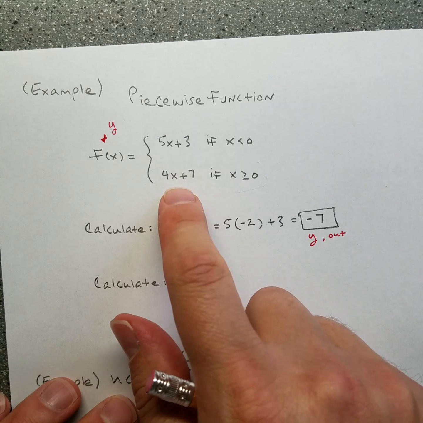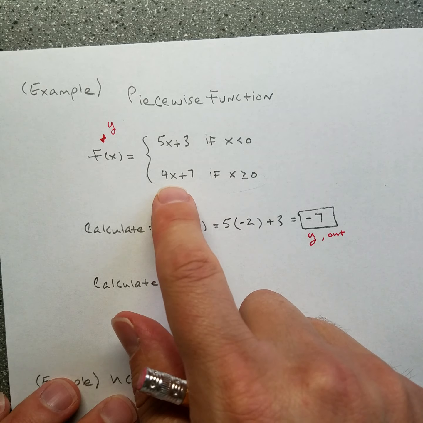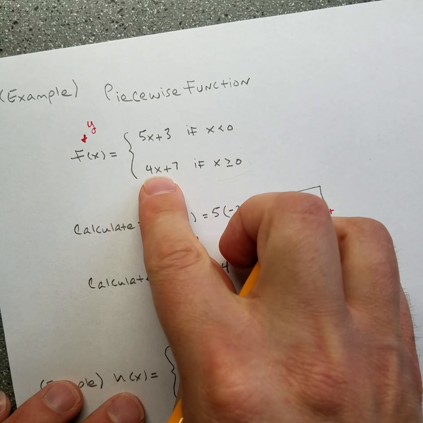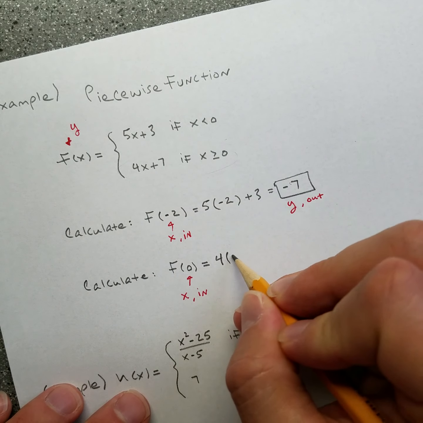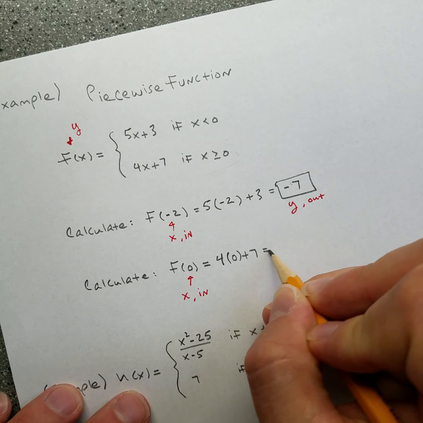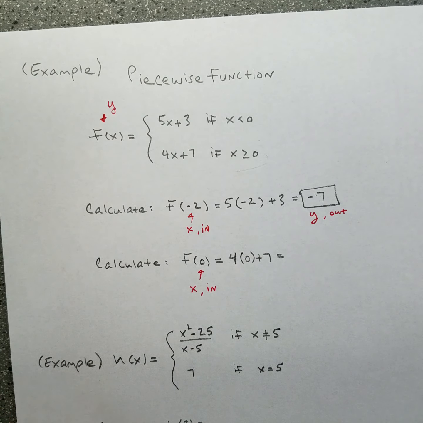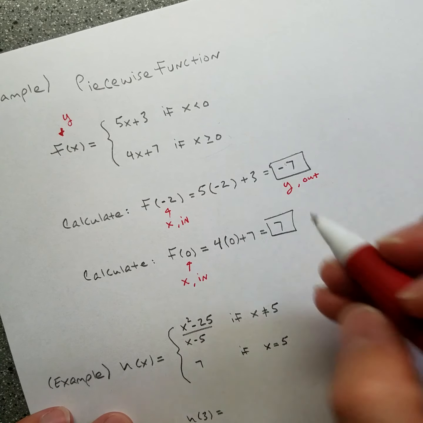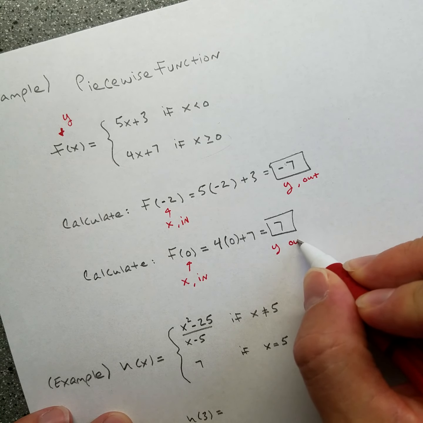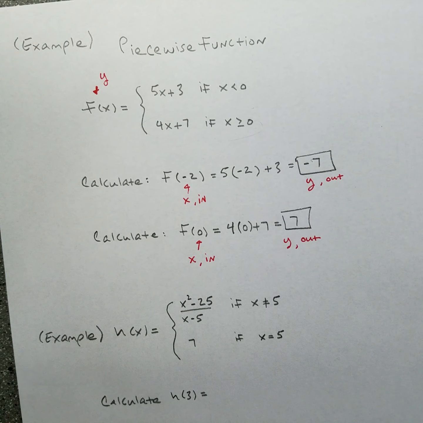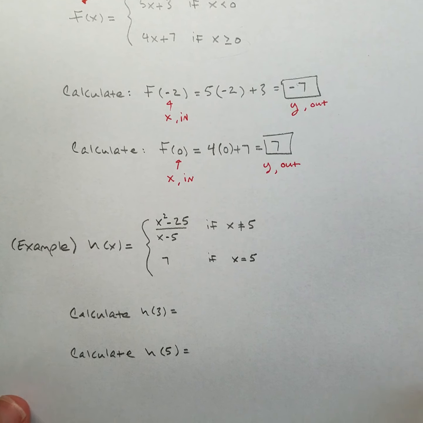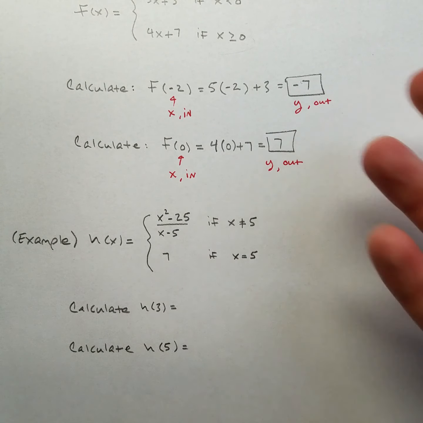We calculate our answer that way. We get our output like so. So let's say 4 times the input plus 7. So 4 times 0 plus 7. What's 4 times 0? Nothing. So 0 plus 7 is 7. So we get 7 for our y, for our output. All right. So let's do one more that's like this.